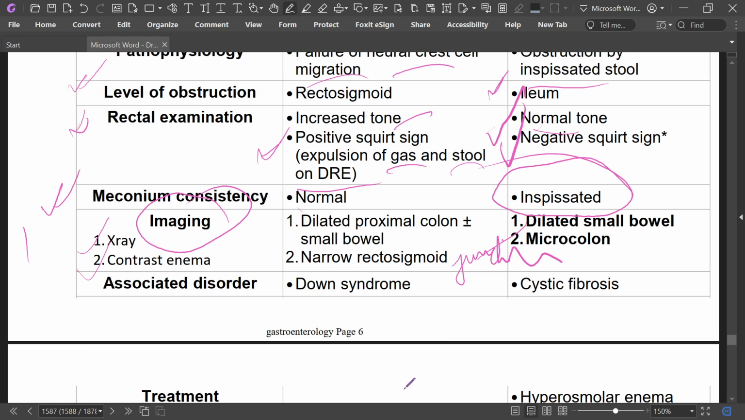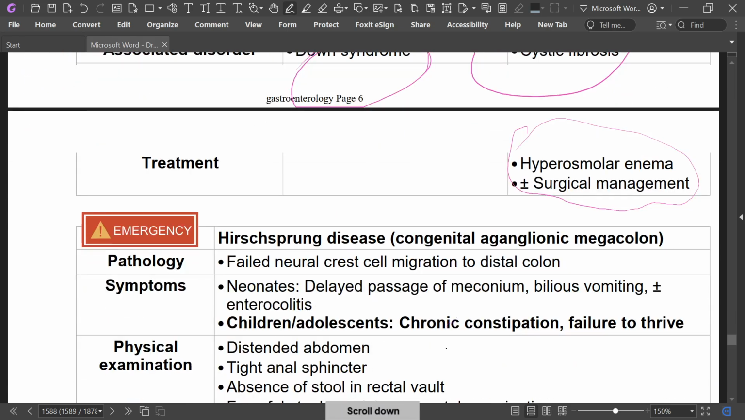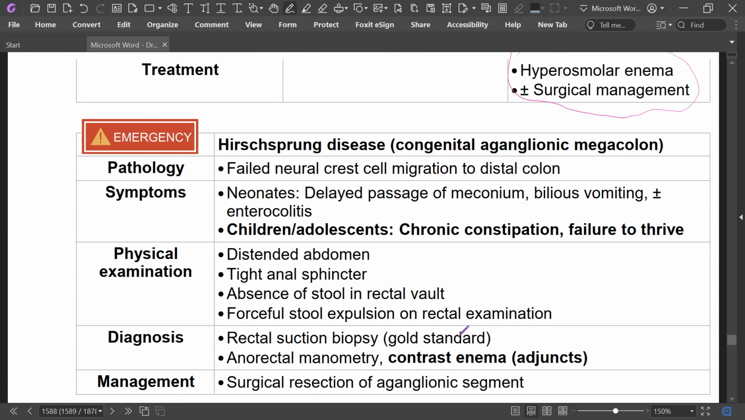Hirschsprung disease is associated with Down syndrome. Meconium ileus is associated with cystic fibrosis. In meconium ileus, treatment is a hyperosmolar enema with surgery if needed, and in Hirschsprung disease, we usually go for surgical resection of the aganglionic segment.